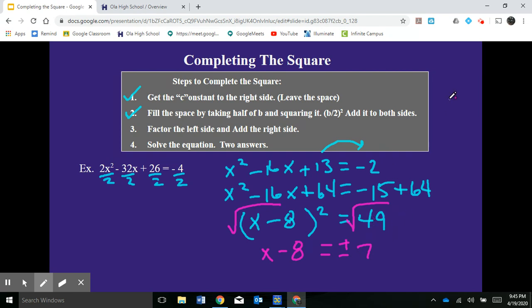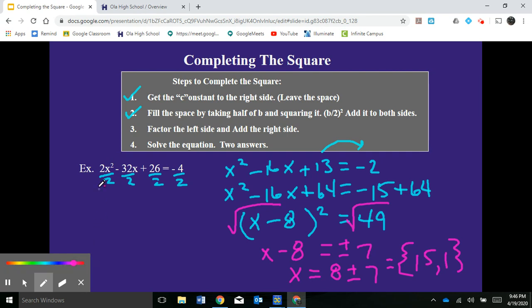So I take the 8 over. I want to remember we're solving for x. So take that negative 8 over, it'd be positive 8 plus or minus 7. Don't forget, it's always plus or minus when you take the square root of a number here. So my answer is 8 plus 7 is 15. And then 8 minus 7 is 1. All right, so we did all the steps again. The only difference on this problem, there was a 2 in front, and we just divided everything by 2.